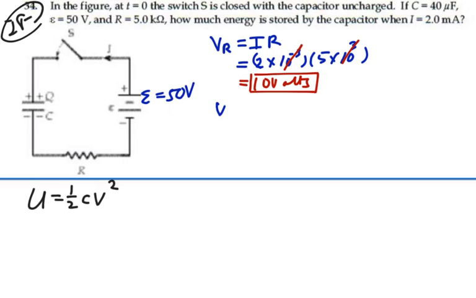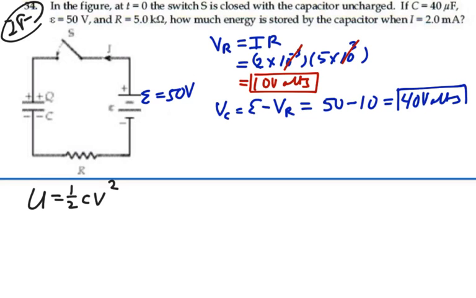Hence, the voltage across the capacitor is the EMF of the battery minus the voltage across the resistor. That will be 50 volts minus 10 volts, or 40 volts. So when the current is equal to 2 milliamps, we have 40 volts across the capacitor.